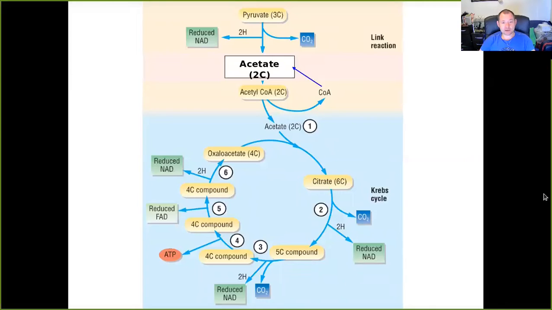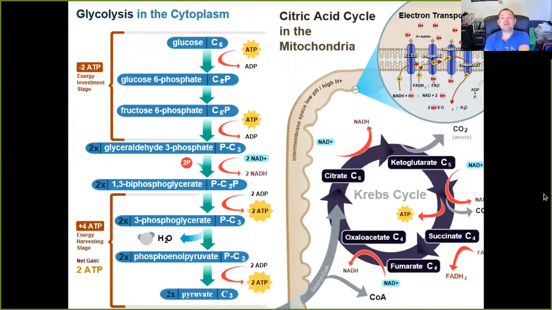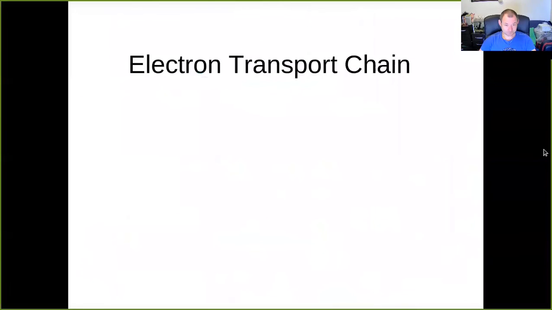Okay, so there's the link reaction feeding into the Krebs cycle. And here's a summary of the whole thing so far. We're not done yet. There's glycolysis in the cytoplasm, then within the mitochondria, the link reaction that then feeds into the Krebs cycle. Next, we have the electron transport chain, which we should move on with now.